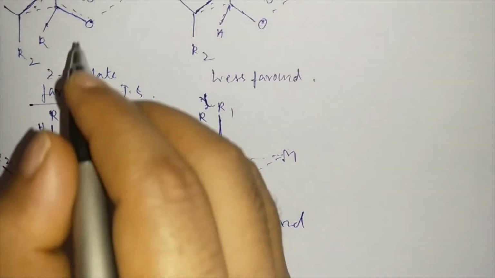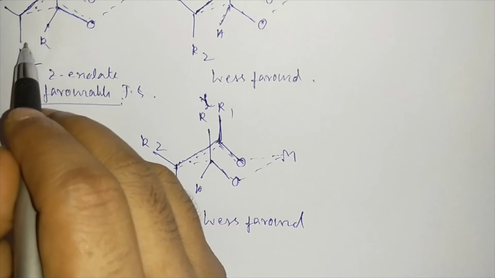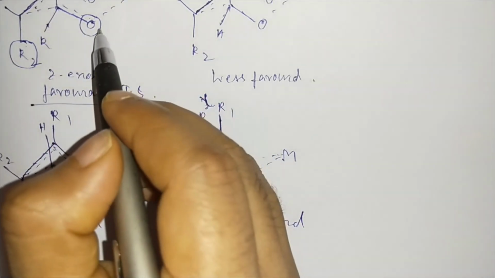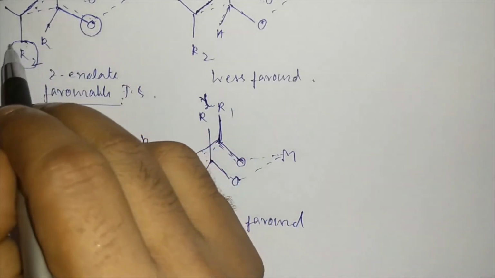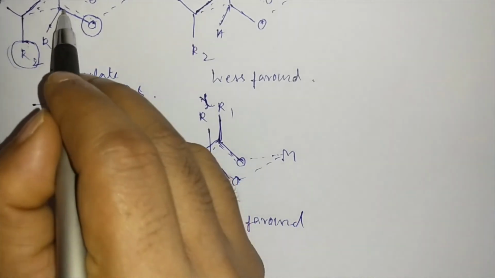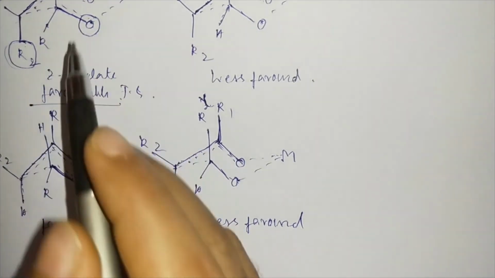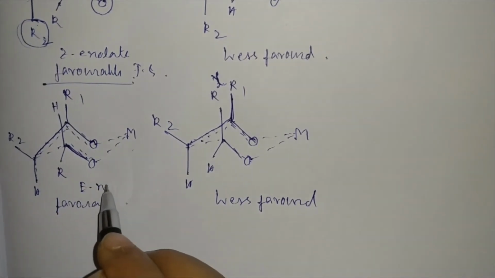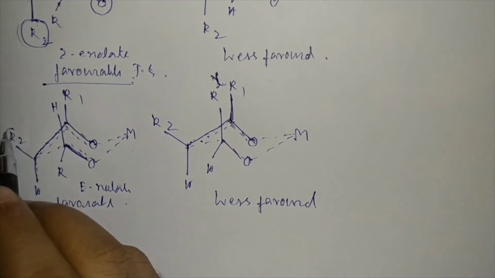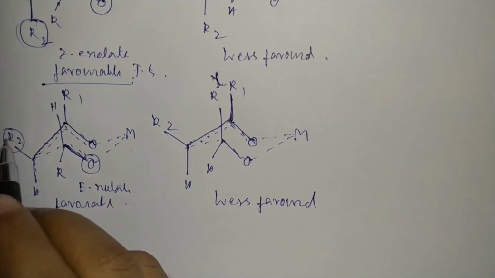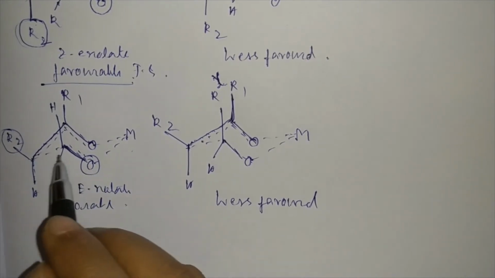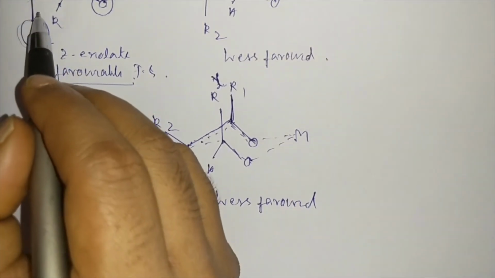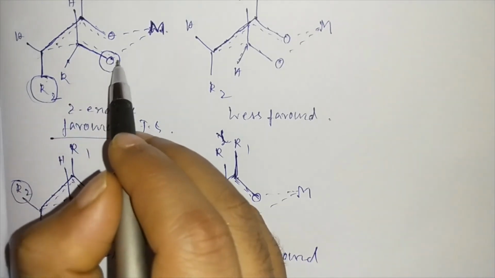Now from this transition state we can see that this R2 group and this O will finally be converted to an alcoholic hydroxyl group. So this R2 and this OH are on the same side, that is, below the plane. This is also below the plane, this is also below the plane. This is on the same side in the favorable transition state. But for E-enolate, the R2 and this O are on opposite sides. R2 is above the plane and oxygen is below the plane. It is coming down, so it is below, and it is going up, so it is above.